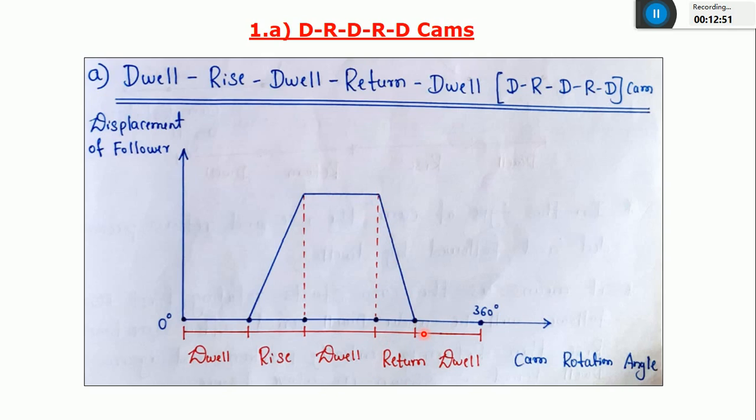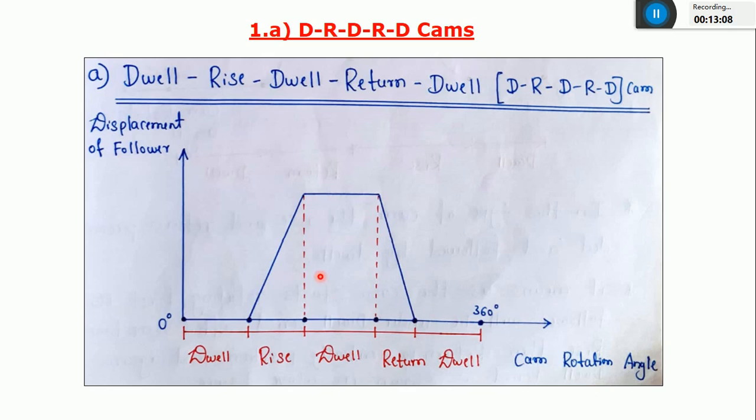And for the next, from 270 to 360 degree, again there is no movement of the follower. It means the distance traveled by the follower is 0. But the cam will be rotating. So I can call this dwell.